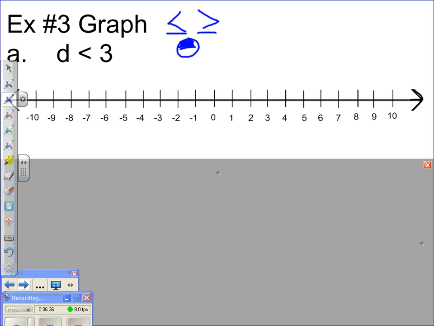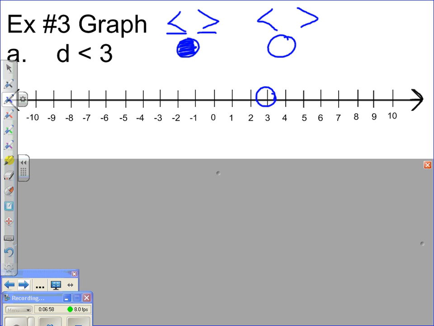you put a dot. If you just have a less than or greater than, you put a circle. That's perfect. So in letter choice A, are we going to put a circle or a dot? Good. So go to 3 and put a circle.